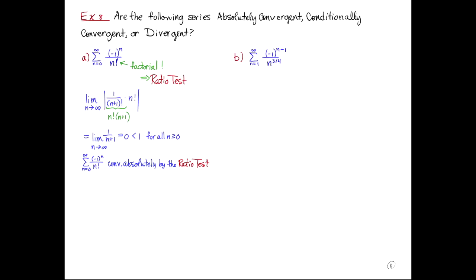In part B, we don't have a factorial and we don't have an exponential, which means the ratio test doesn't apply. We could still take the limit, but we'd end up getting that the limit was equal to 1, and so the ratio test would be inconclusive. Instead, we should begin by seeing if the alternating series converges, and if it does, then if the series of the absolute value of the terms converges.